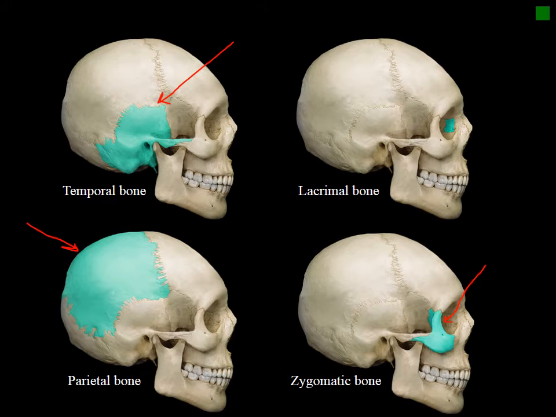Other skull bones that we'll look at in particular are the temporal bone, highlighted here. Then we'll look at the lacrimal bone. The zygomatic is a facial bone. We'll look at the parietal bone as well.